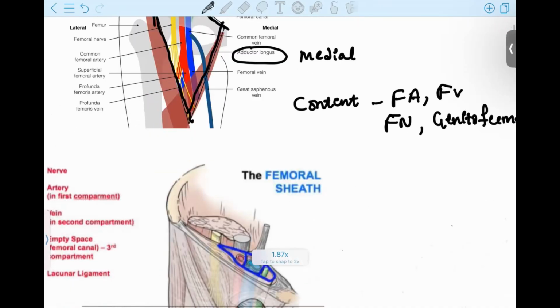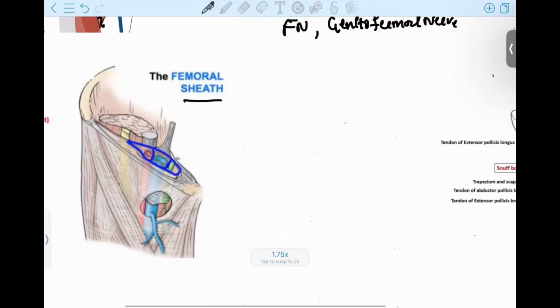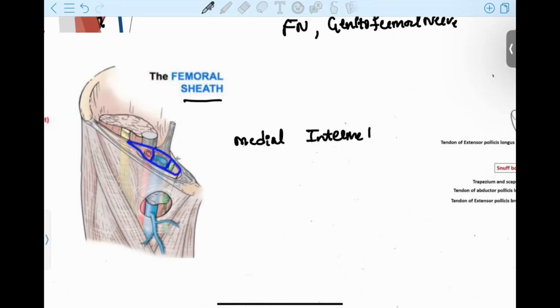And next, coming to the femoral sheath. The femoral sheath is nothing but a covering of specific structures within the femoral triangle. It is subdivided into three compartments: one is your medial compartment, another is your intermediate compartment, and another is your lateral compartment.